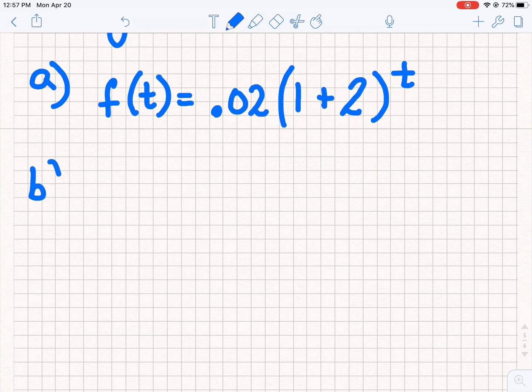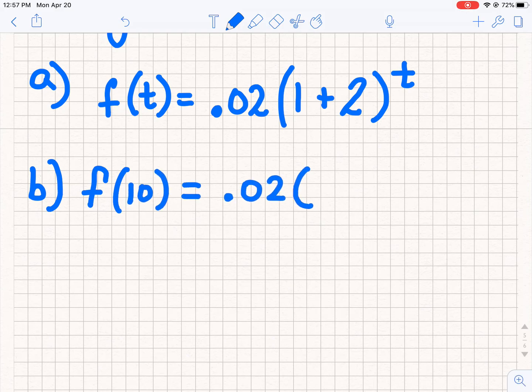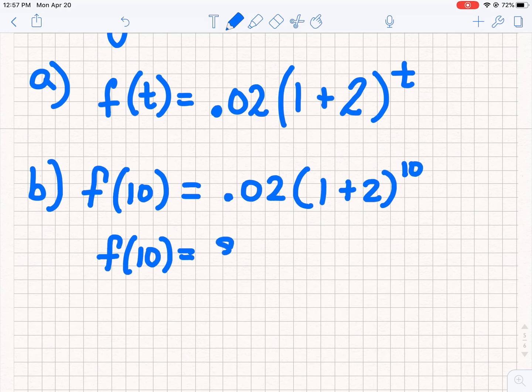Part B does give us a time. They want to know at the end of 10 days, so I'm going to change t to 10. How much money do I have? Now again, this is calculator work, but I should have at least seen this equation written down. And then when you put this into your calculator, again, we're talking about money, so you should have rounded it. On day 10, you should have $1,180.98. Okay?